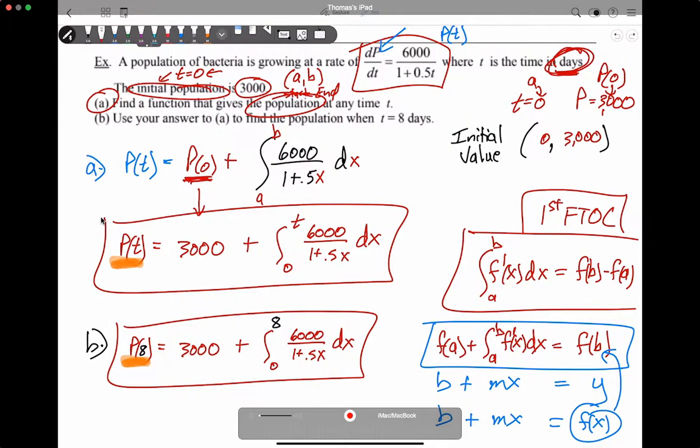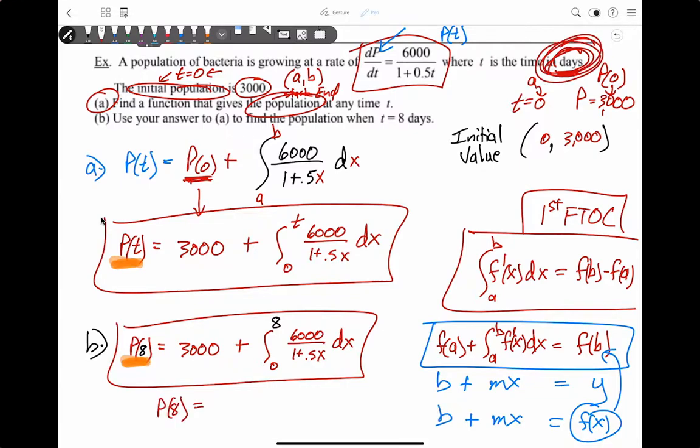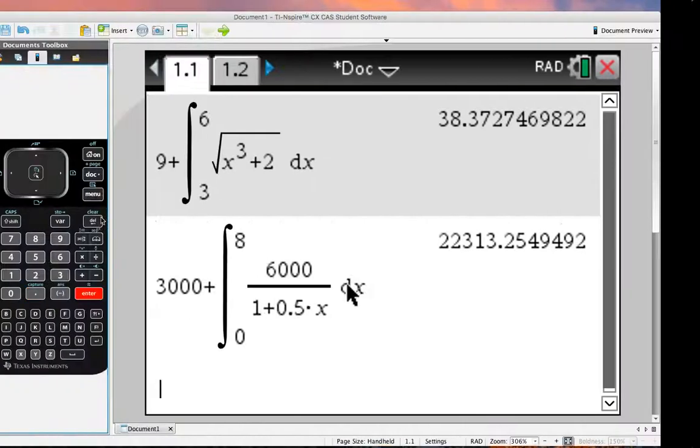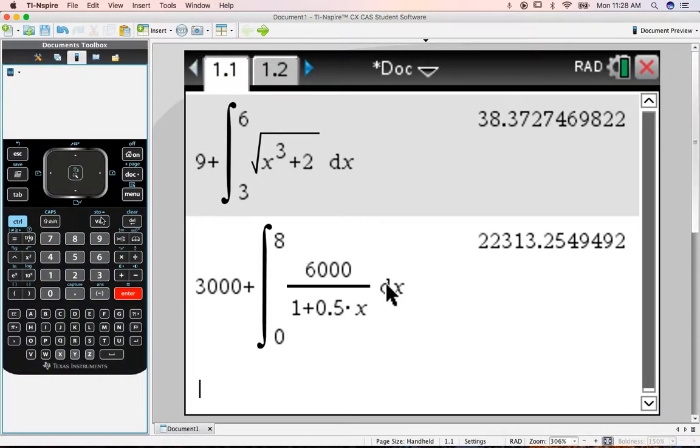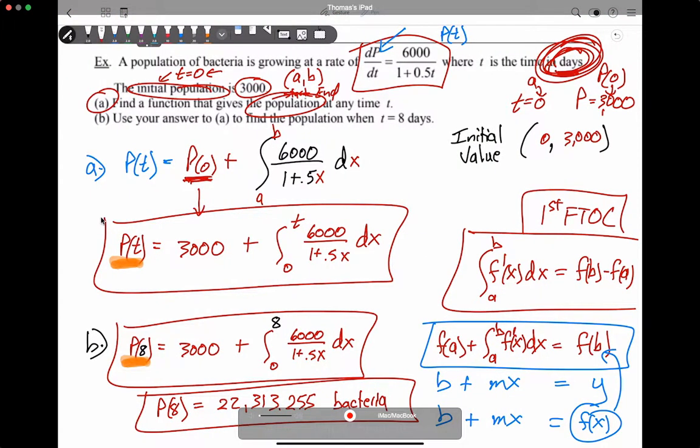Let me go ahead and write it. Is going to be 22,313.255 bacteria. Let's make sure that we put units in our answer and that we round or truncate to 3 decimal places. All right, so that's how you work out those problems.